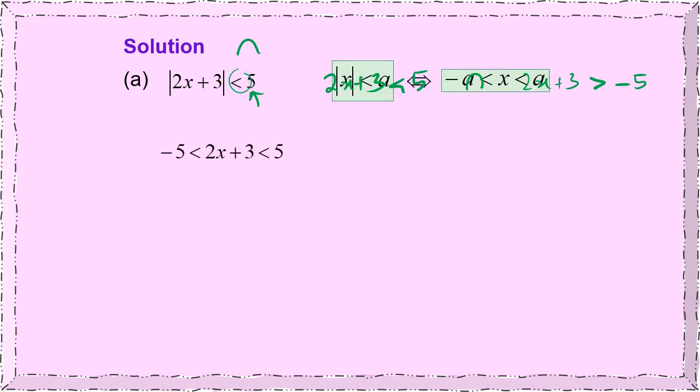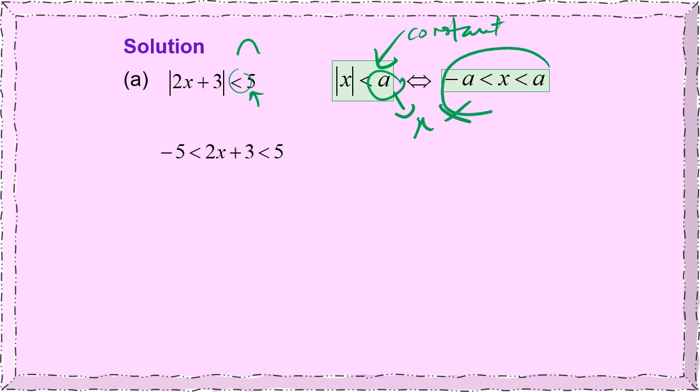So you can also use the second definition, which is that it will be in between. This is only true if the value on the right side here is a constant. If we have x here, then we cannot use this definition. Because it's a constant, we can use this definition, in between negative a and positive a. So you have two choices if the value on the right side, the one without absolute, is a constant.